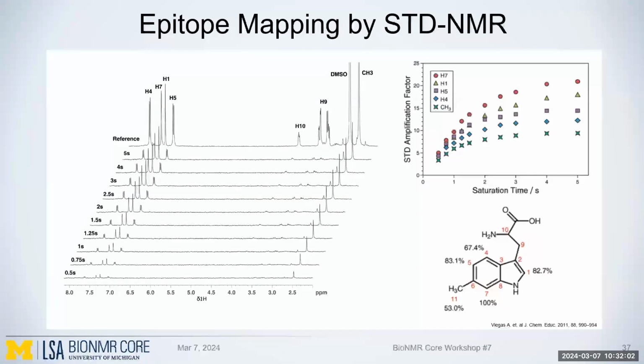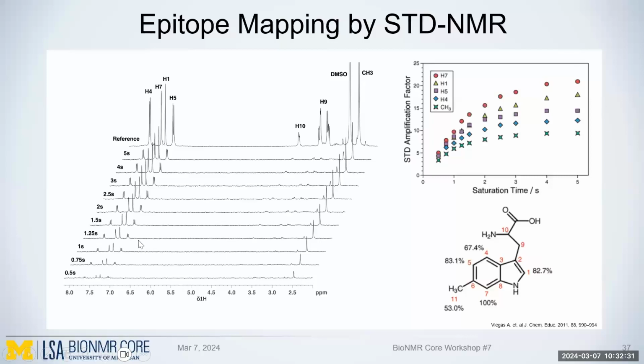And finally, I want to mention that STD-NMR is also a very unique tool that can be used for epitope mapping. That is, it can find which part of your small molecule is closer to the macromolecule upon binding. So this can be done by recording a series of STD-NMR spectra with increasing saturation time. So that's the D20 saturation time. So it can be increased from 0.5 seconds to 5 seconds.